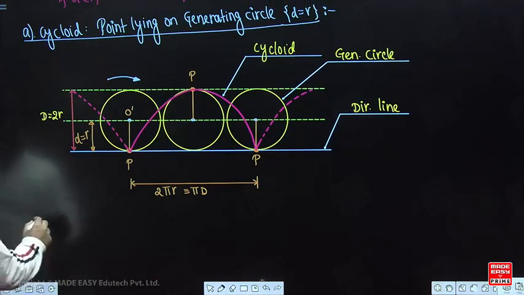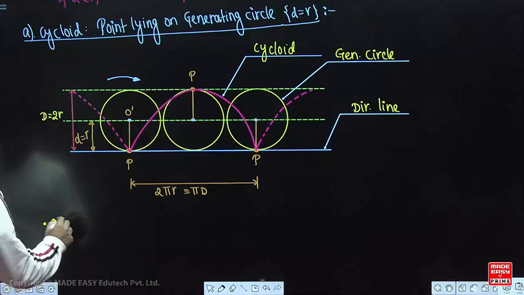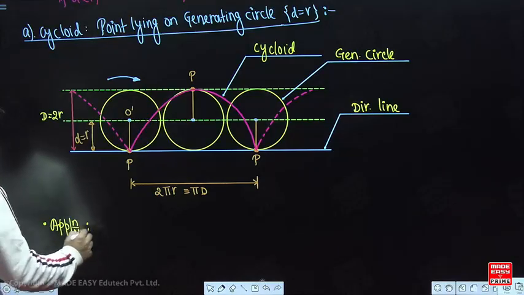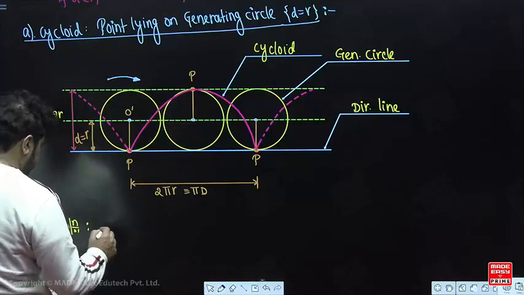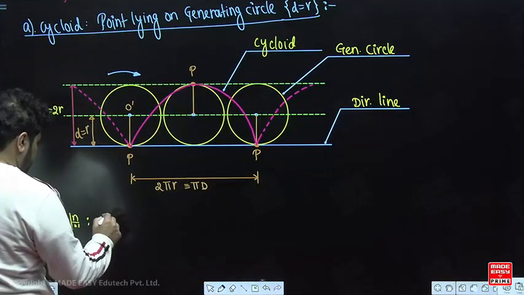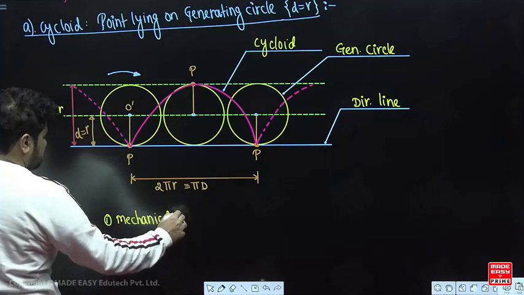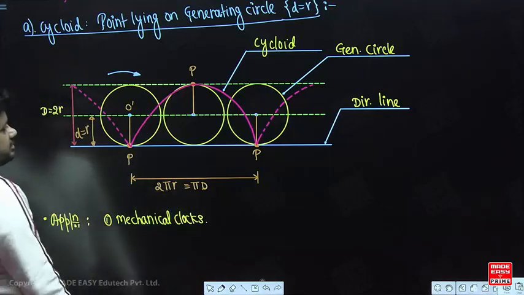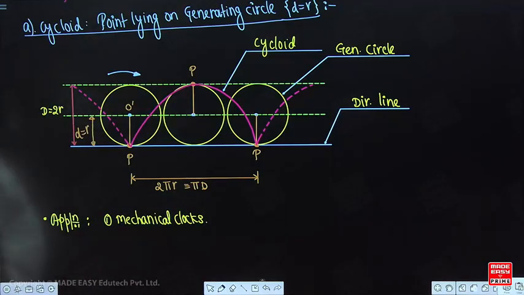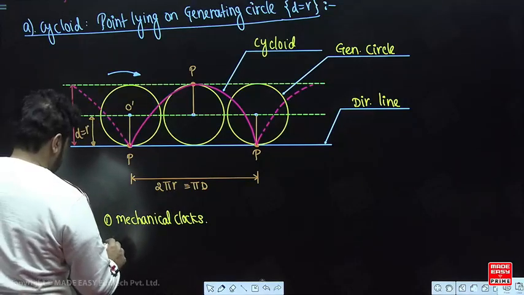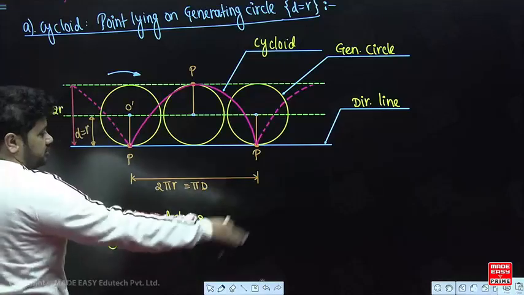So where do we find the application of this, where do we use this kind of curves? Application: it is used in mechanical clocks. What are mechanical clocks? Mechanical clocks are those clocks in which there used to be a pendulum, right. At 12 o'clock it struck 12 times, at 1 o'clock it struck 1 time, at 2 o'clock it struck 2 times. So those are basically called mechanical clocks, that is, clocks with a pendulum. Now we have digital ones without a pendulum also, but in the olden days there used to be clocks which had a big pendulum and it used to oscillate.